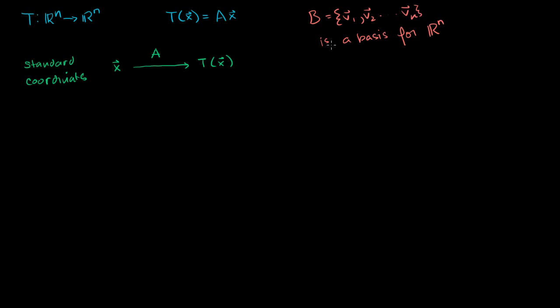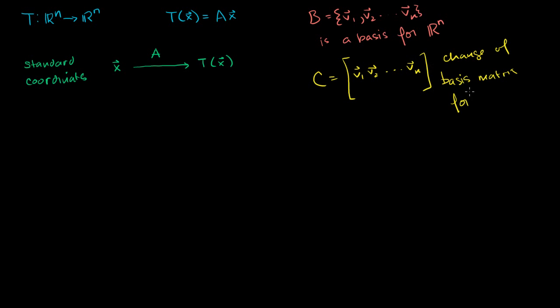So B is a basis for Rn, and let's say that C, which just has these guys as its column vectors, C is v1, v2, all the way to vn, is the change of basis matrix for this basis, for the basis B.